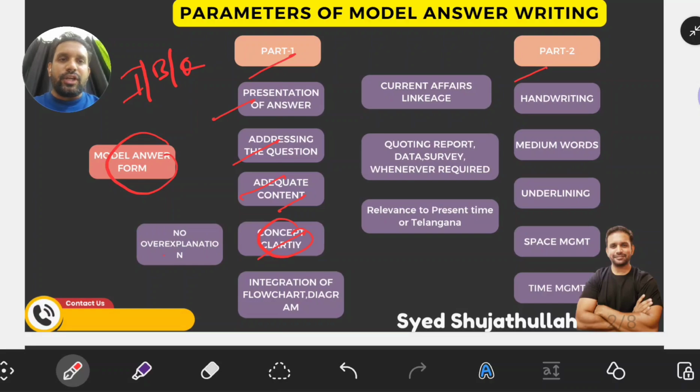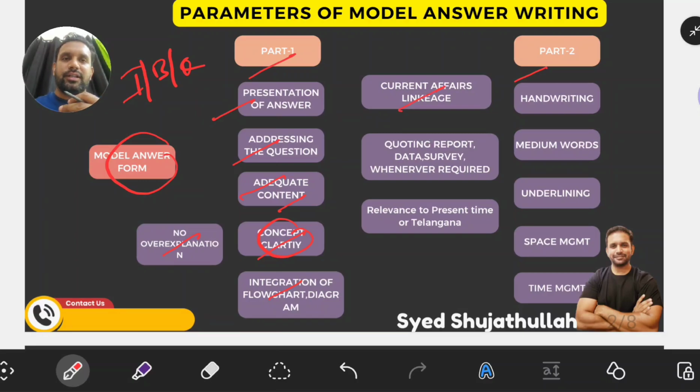So you should be very clear about what you want to write with regard to your question. No over-explanation. Basically it happens when the aspirant does not have a better command on the particular subject or concept, so he starts to over-explain again and again. And whenever there is a possibility, you have to integrate a flowchart or diagram in your answer. Current affairs linkage is important.